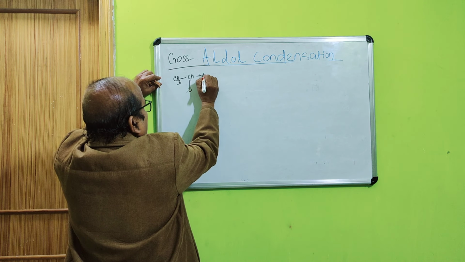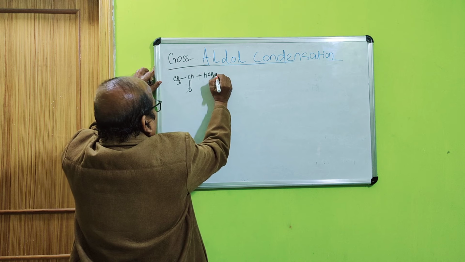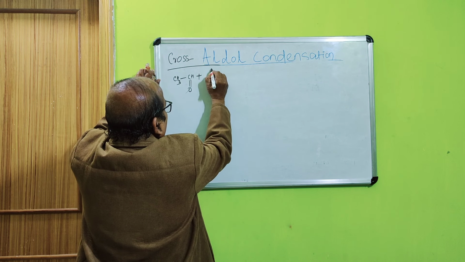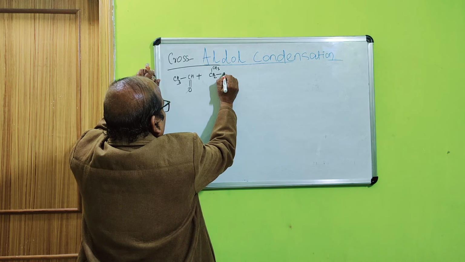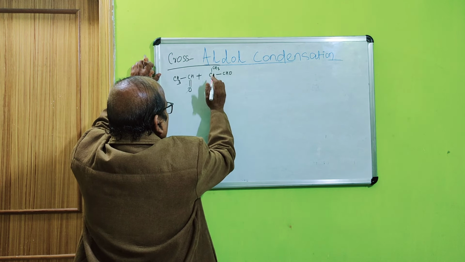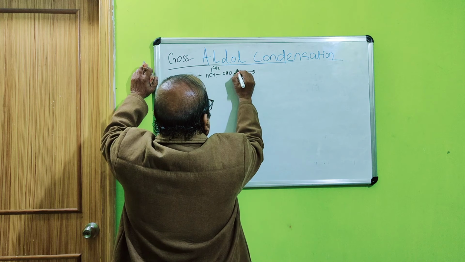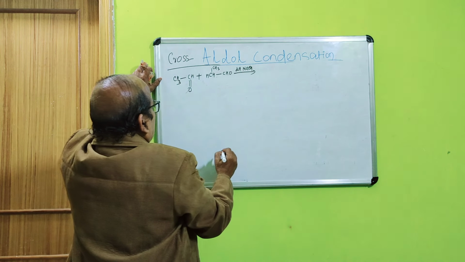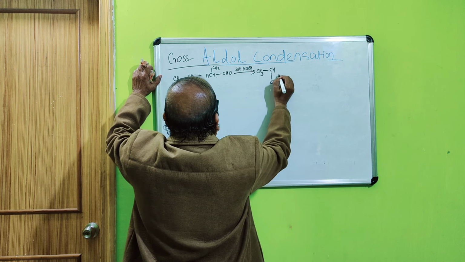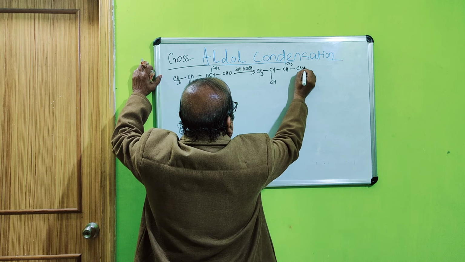So, ethanal, acetaldehyde. This is a functional group, this is the alpha hydrogen atom. So I shall write it in this way. Now, in presence of dilute NaOH, the product formed will be CH3, CH, OH, CH2, and CHO. This is aldol.